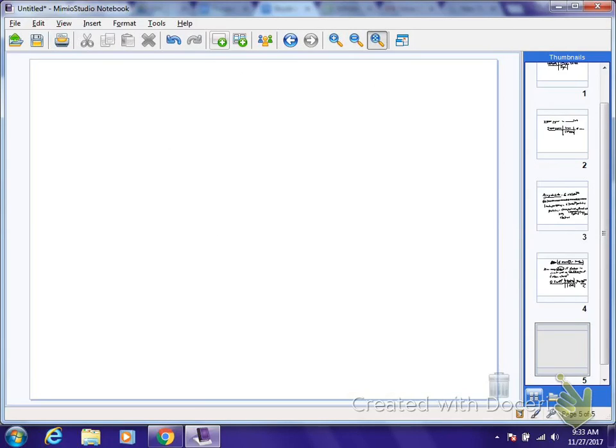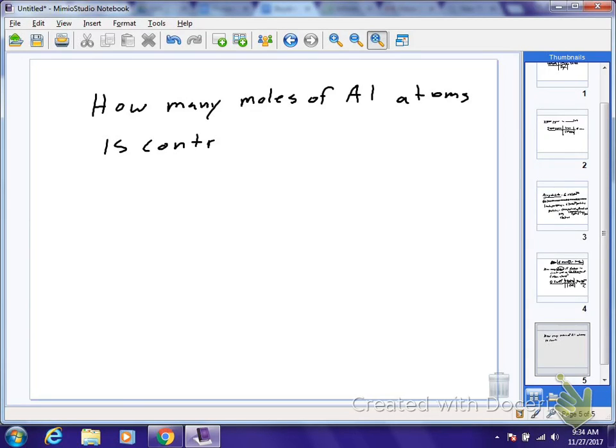Okay, so next question would be, how many moles of aluminum atoms is contained in a sample of 1.2 times 10 to the 24 atoms of aluminum.